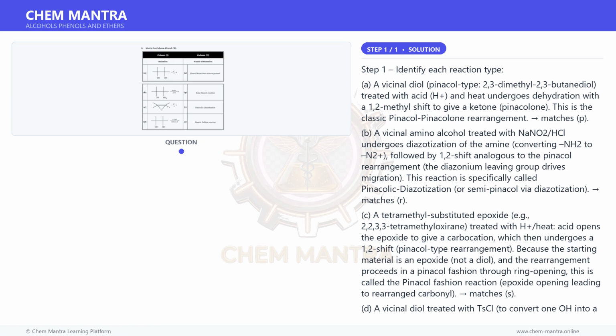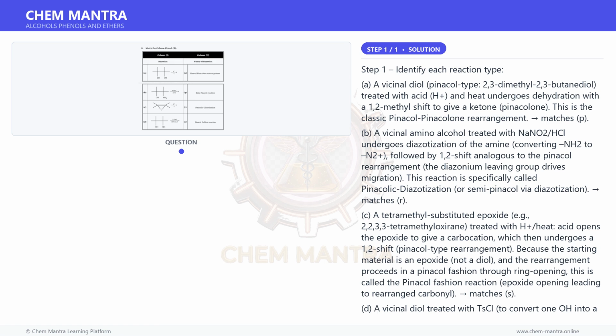C matches S. D. A vicinal diol treated with TsCl to convert one OH into a tosylate leaving group, then at 3° heat, the tosylate leaves while the adjacent carbon migrates, a 1,2 shift, forming a carbonyl compound. This is the semipinacol reaction. One OH is activated as a leaving group, distinguishing it from the classic pinacol, which uses direct protonation. D matches Q.